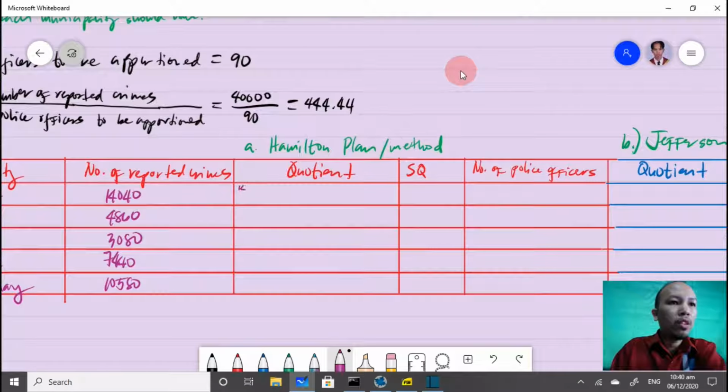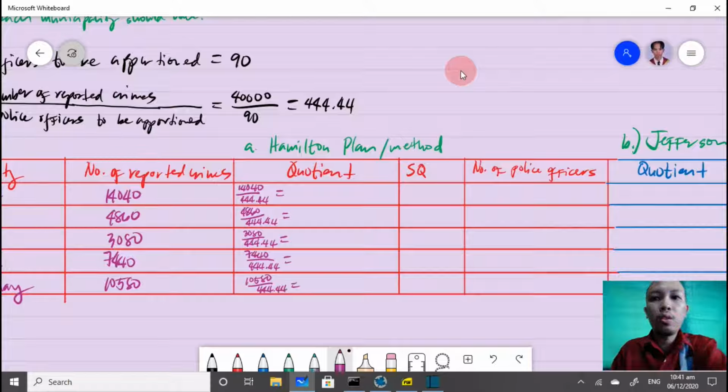From here we have 40 divided by 444.44. Then here we have 4860 divided by 444.44, 3080 divided by 444.44, 7440 divided by 444.44, and the last one, 10580 over 444.44.